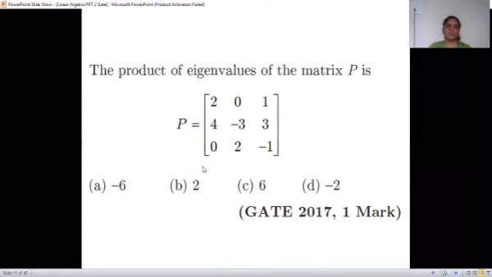Chalo, next question. The product of the eigenvalues of the matrix P is? First of all, you should solve for eigenvalues and finally the product. So go for eigenvalues first and multiply them, we'll get the answer.